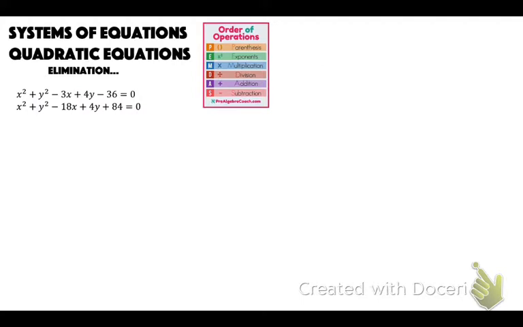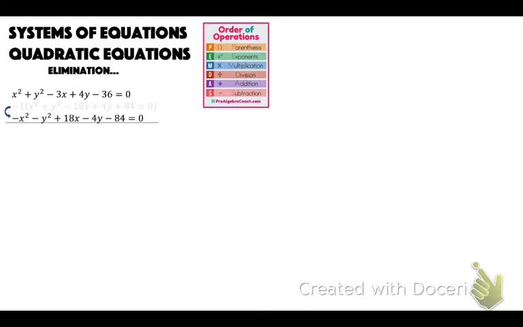Let's do this last one. So again, use elimination. Multiply one of the equations by -1. So you get -x squared minus y squared plus 18x minus 4y minus 84 equals 0. In this case, there were three things that canceled. The x squareds canceled, the y squareds canceled, and the 4y's canceled.